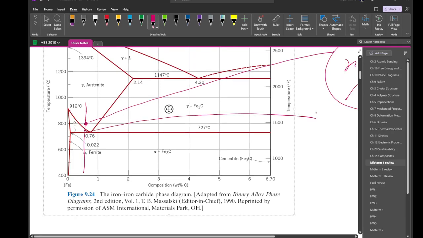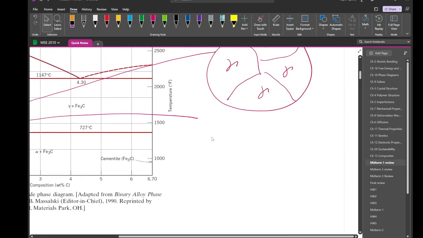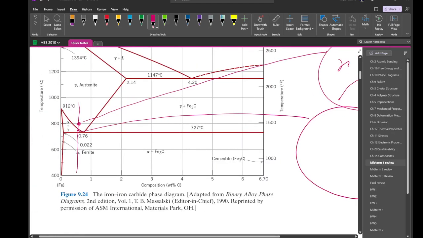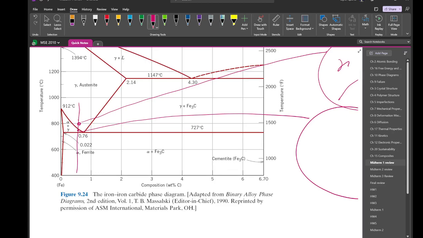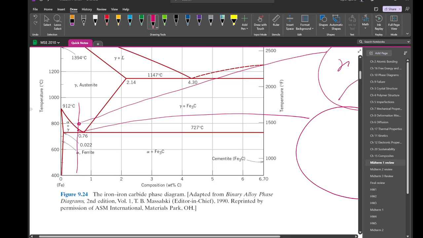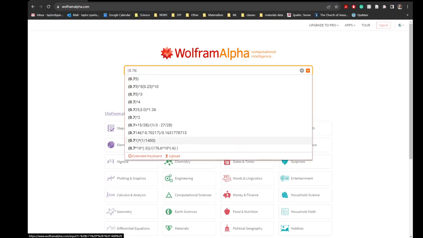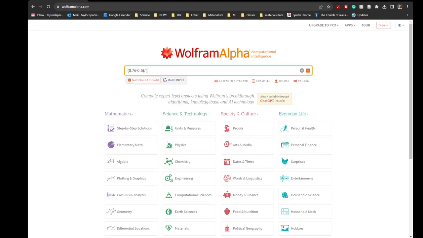So if we're going to draw that structure, it's over here. To do that one, the lever rule is going to say that the amount of ferrite, which is on the left-hand side, that means that we want this section on the right divided by the total length. So it's going to be 0.76 minus 0.5, which is what our initial amount was, divided by 0.76 minus 0.022. So let's plug that into Wolfram Alpha real fast. So it's 0.76 minus 0.5 divided by 0.76 minus 0.022.